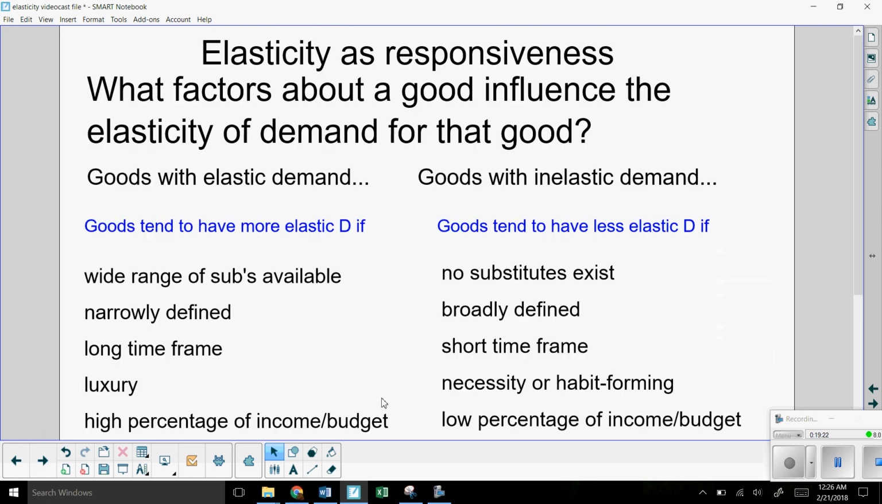Okay, thinking about the different goods we buy, what determines whether we have elastic or inelastic demand for them? One thing that's really important if you think about a good is, if the price rose, what other things could you buy instead that would take care of those needs or wants? And if there's a wide range of substitutes available, you would probably switch to another good that did the same thing.